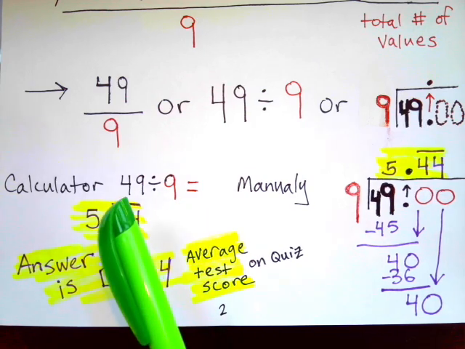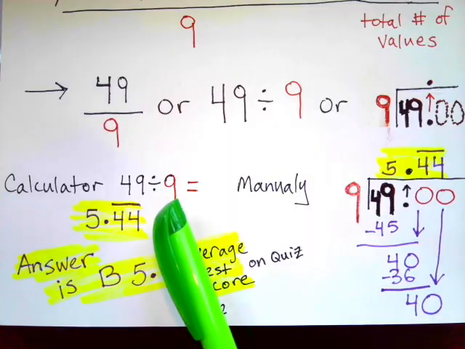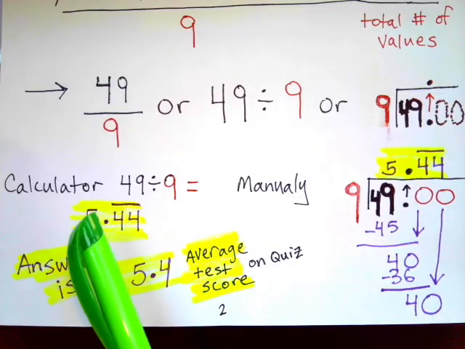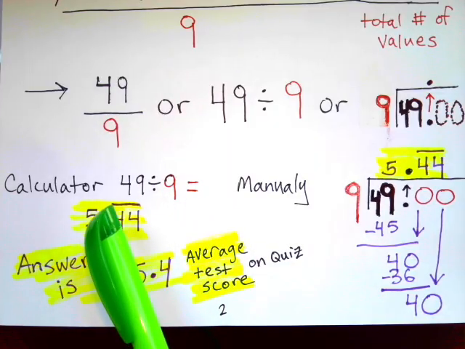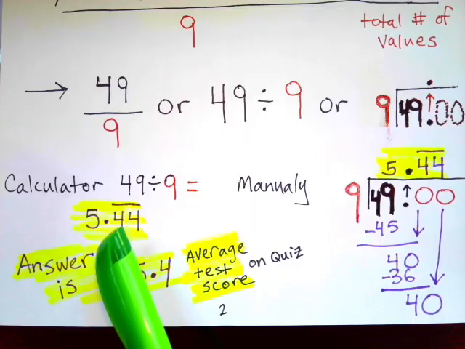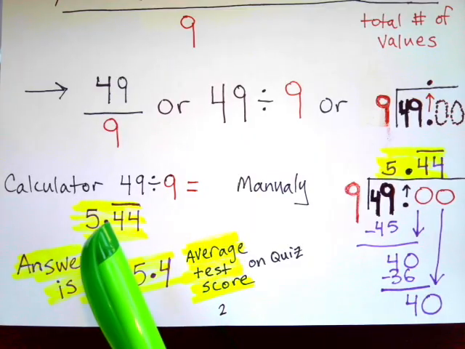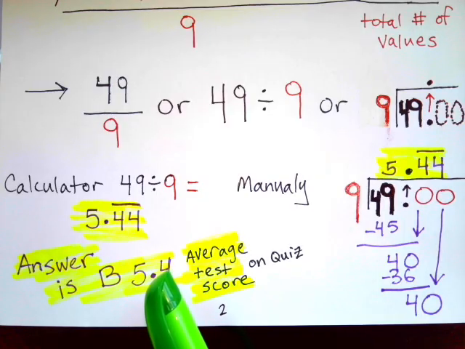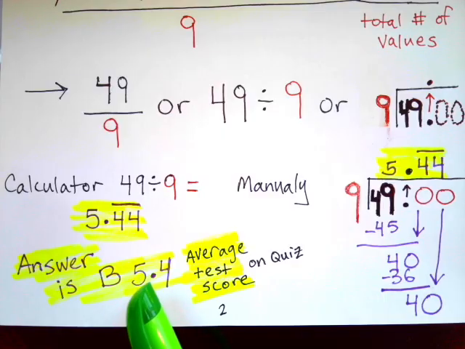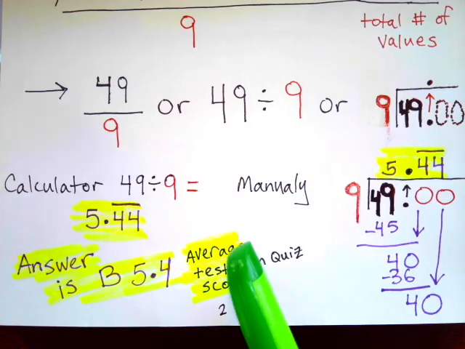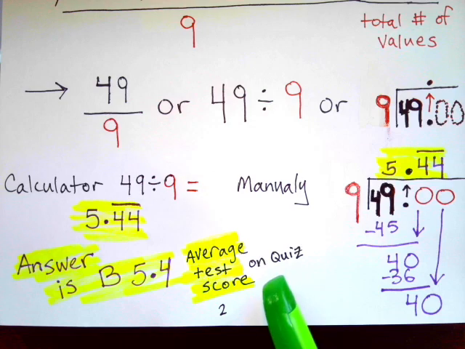If you have a calculator, you punch in 49 divided by 9 equals, and you'll get 5.44. The line above the 44 means this just continues to repeat, right? So 5.4 is your answer. And for that first question, B is 5.4, or 5 4/10 is another way to say that. That was the average score on the test, or the quiz, excuse me.